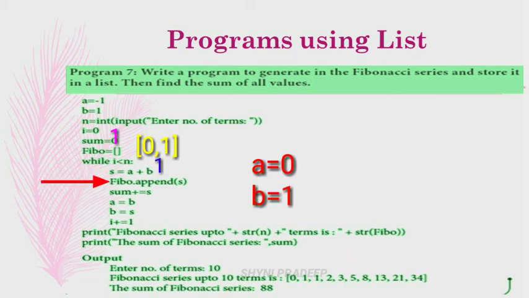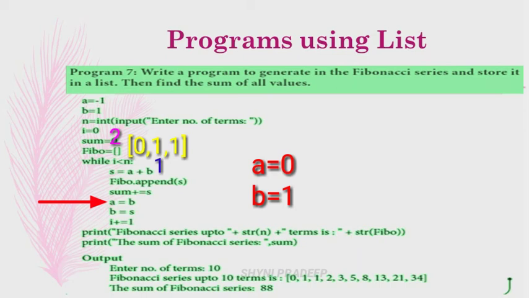So this value will be added in the Fibo list. And next, see the next line. Sum plus is equal to s. So sum is equal to sum plus s. Sum value is what? 1. S value is what? 1. So 1 plus 1, 2. Sum value is what now? 2. And next, assign the b value to a and s value to b.